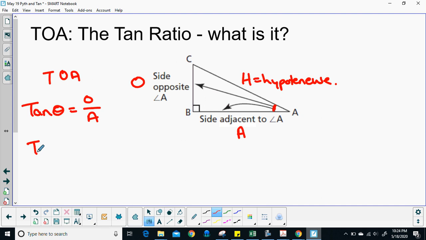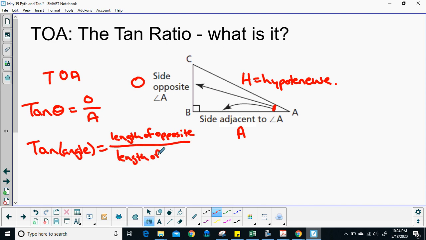Okay, so that means tan of my angle is the side length opposite divided by the side length of the adjacent side. Adjacent side. Okay, and what does this even mean?